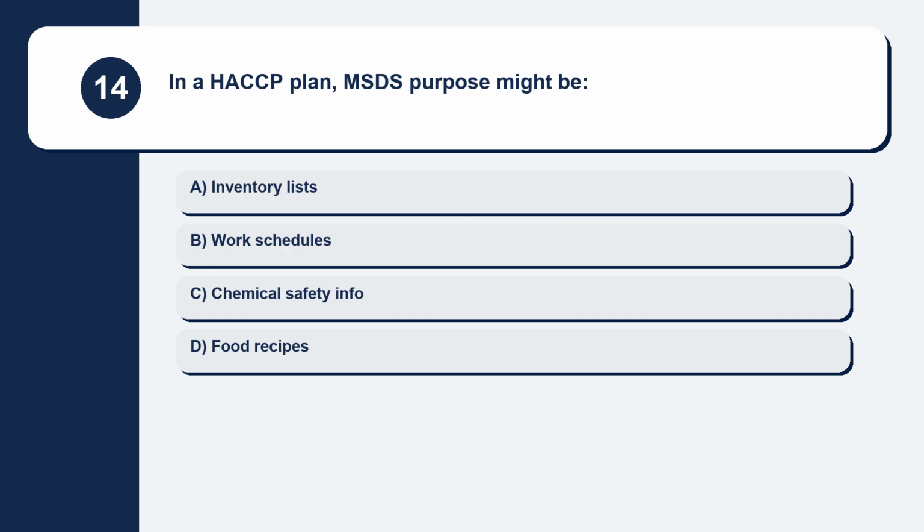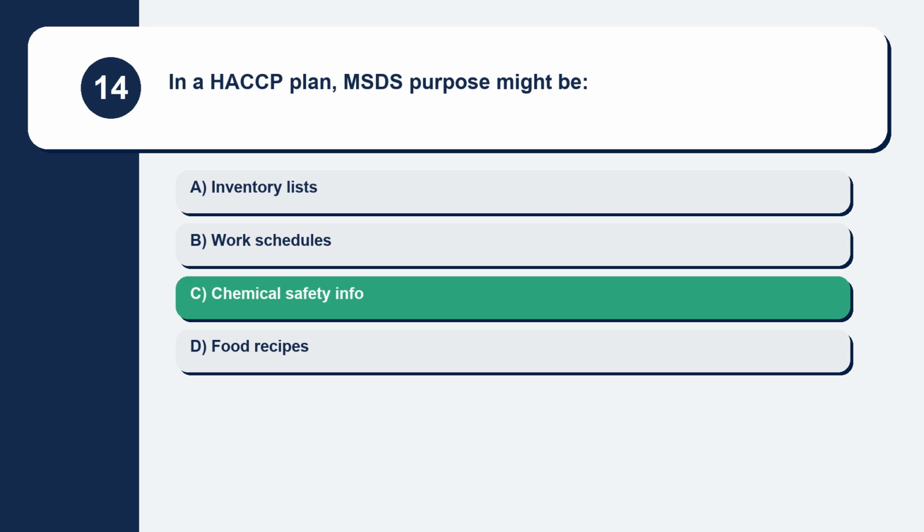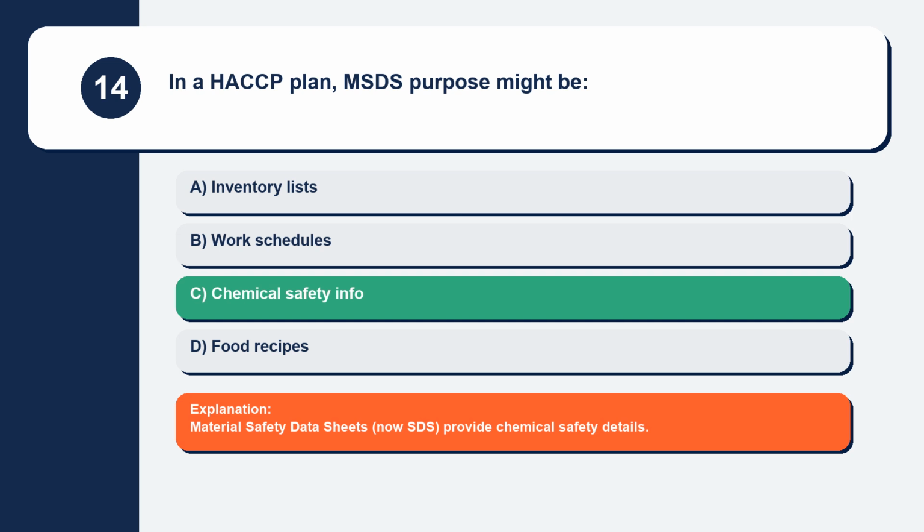Question 14. In a HACCP plan, MSDS purpose might be inventory lists, work schedules, chemical safety info, food recipes. Material safety data sheets, now SDS, provide chemical safety details.